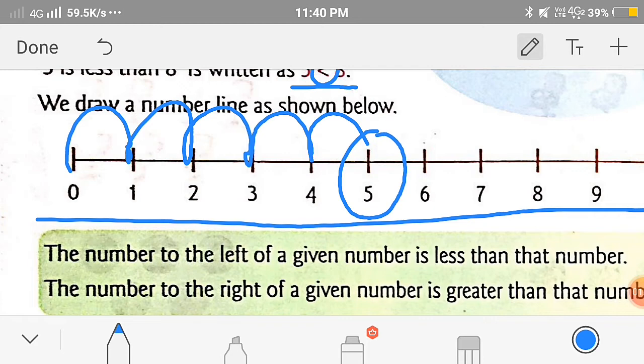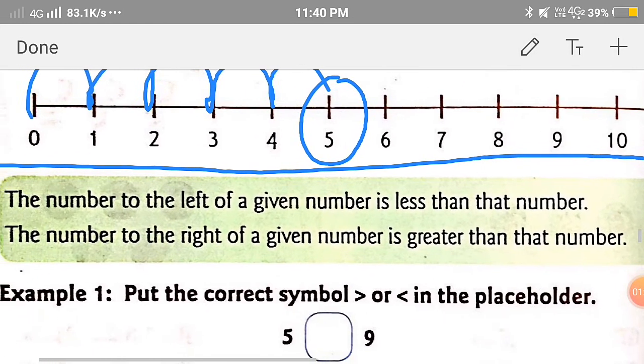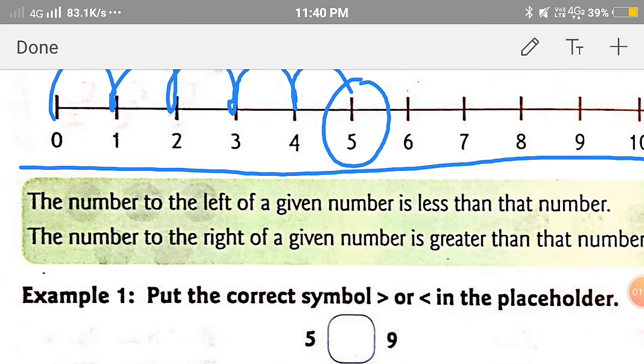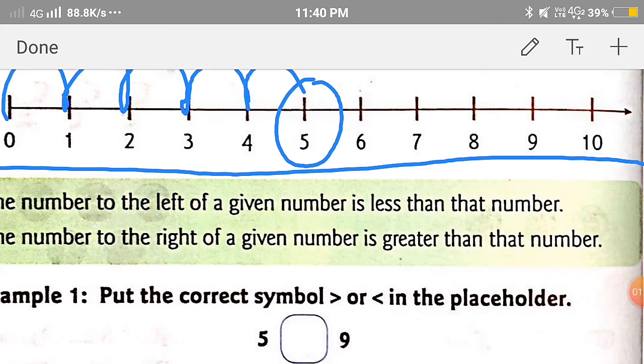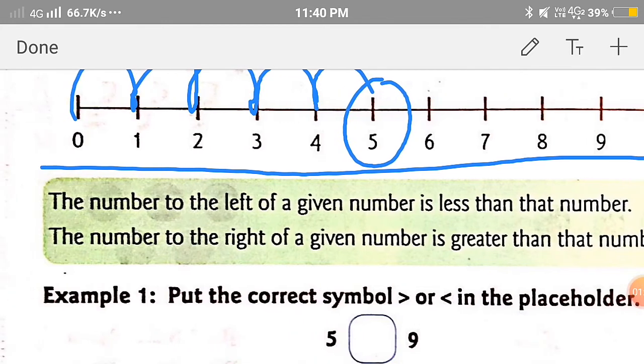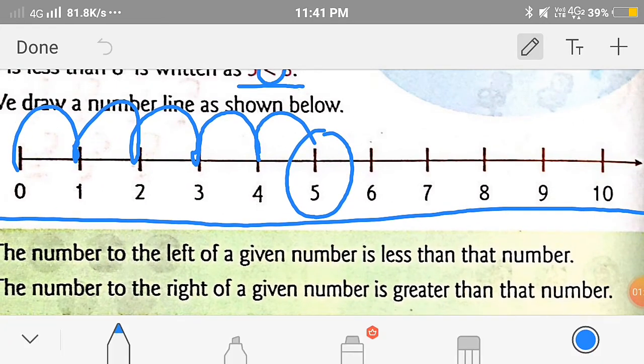Now let's see the next. The number to the right of a given number is greater than that number. Means गिवन नंबर के राइट साइड में जितने भी नंबर आते हैं वो उनसे बड़े होते हैं. और we can say numbers that come after are always greater than the given number. Let's see with 5 only.